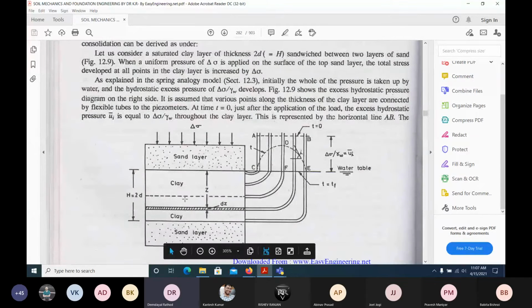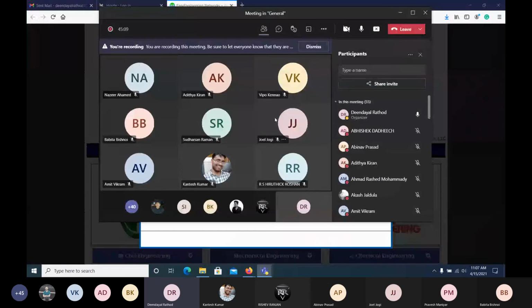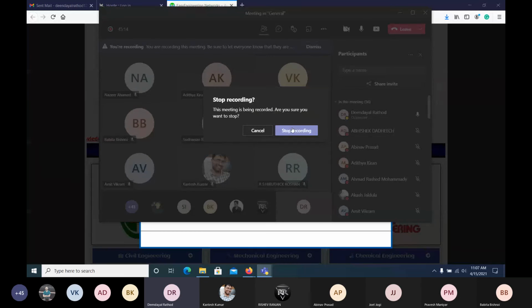We will take one clay here, which is sandwiched between two sand layers. This is the clay, sandwiched between the two sand layers, and we apply an increasing stress, delta sigma, here. We will see this in the next class. Try to read and understand this subject. One reading is enough for your understanding. It's not very difficult.